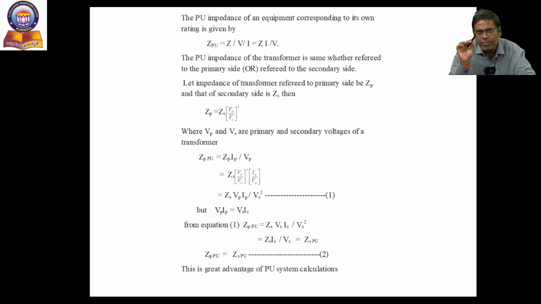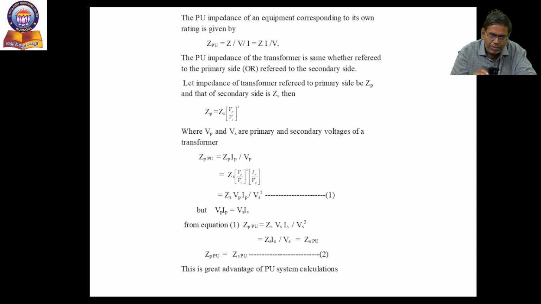In case of a transformer, as already told, the per unit impedance of the transformer is the same whether referred to the primary side or the secondary side. That can be derived. Let the impedance of the transformer on the primary side be ZP and on the secondary side ZS. By transforming the secondary impedance, it becomes the equivalent primary impedance. ZP is equal to ZS divided by K square, where K is Vs by Vp, that is Z into 1 by K square, Vp by Vs whole square.